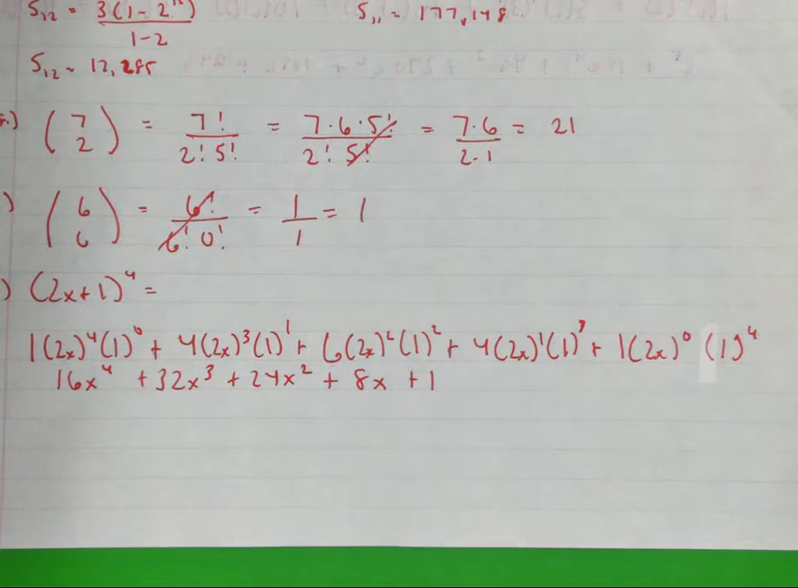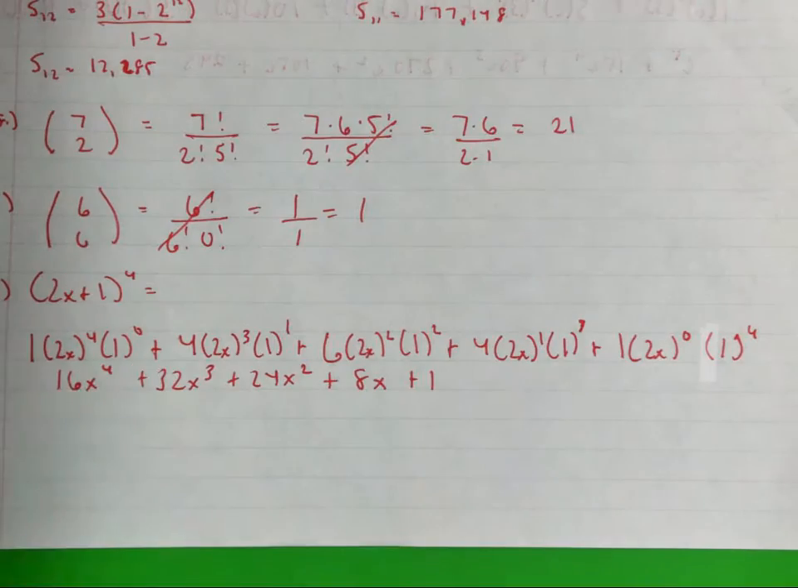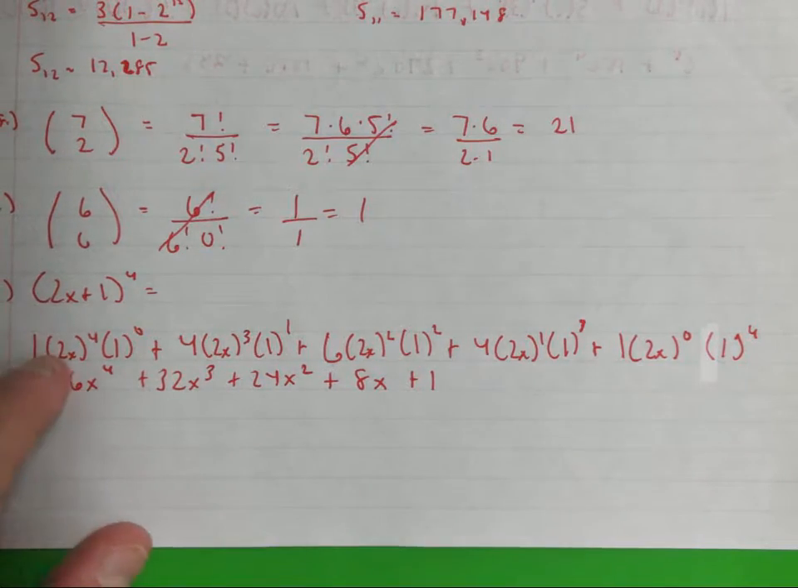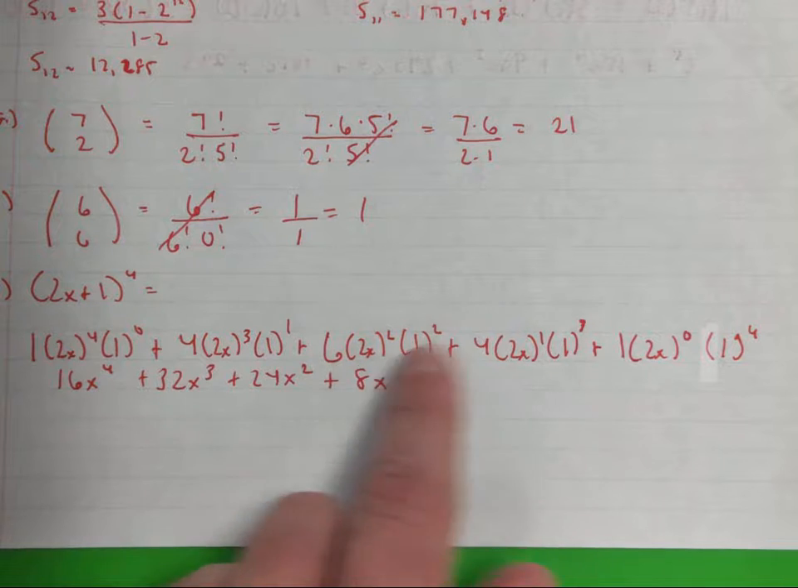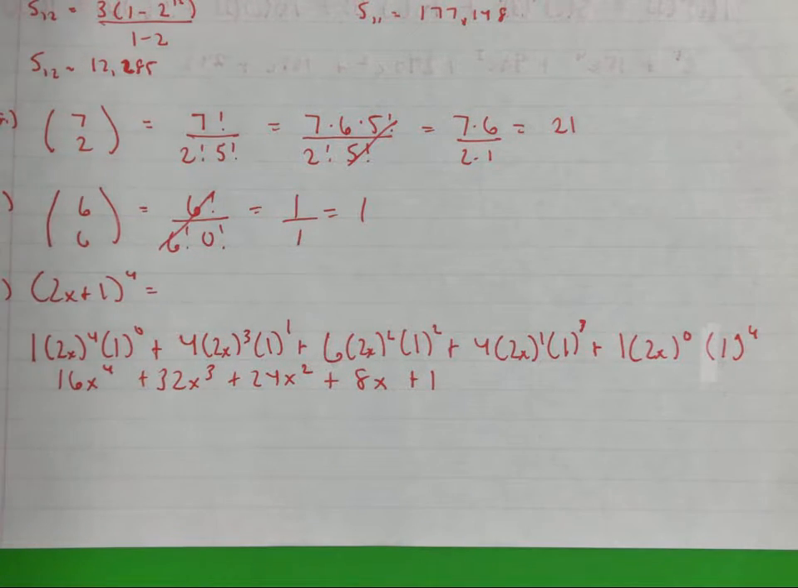2x plus 1. Start off by looking at your Pascal's triangle. Put the 4. I put all those numbers there. Start with 2x and go descending order. You see I have 2x going down powers, positive 1 ascending. And I get 16x to the 4th plus 32x cubed plus 24x squared plus 8x plus 1. That would equal the same thing if I took 2x plus 1 and wrote it 4 times and multiplied everything out.